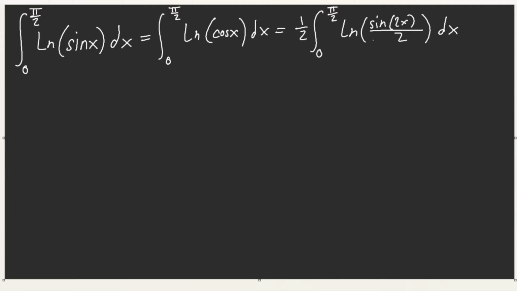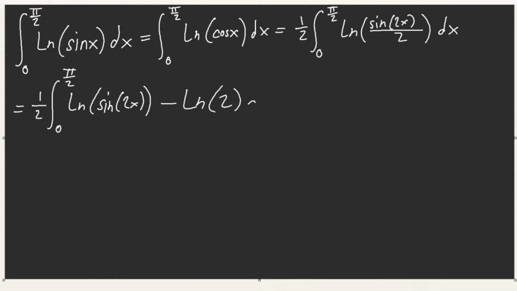So now this is where the ln of 2 comes from. Here, now we have a half, 0 to pi over 2, ln of sine 2x, and then minus ln of 2 dx. So here's the hardest part. This is the hardest part here. I even get stuck on this part as well because it's really annoying. It's a very annoying integral. I'm not joking when I say that. It's a super annoying integral.